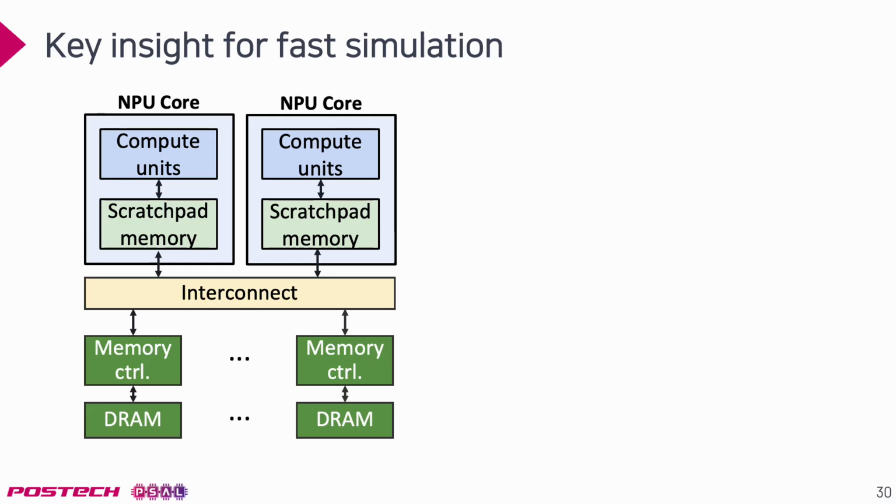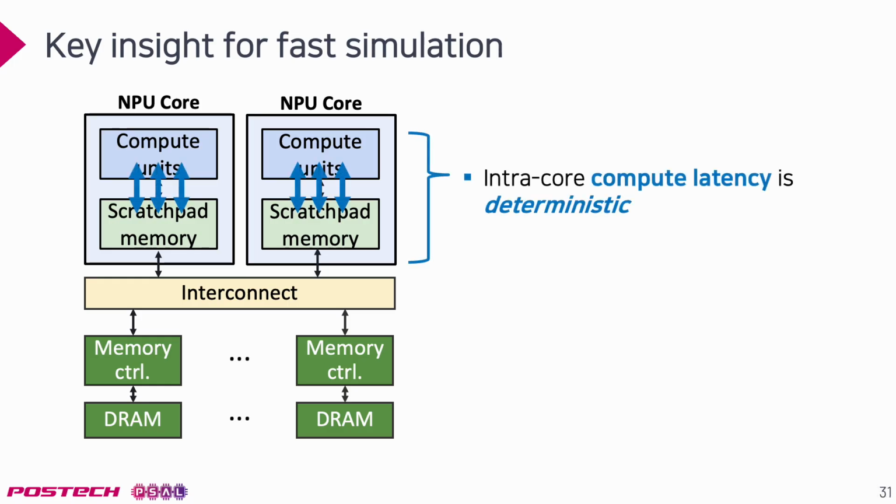The key insight here is that MPU cores tend to perform operations using data in the scratchpad memory, and the data movement between the scratchpad memory and the DRAM is managed explicitly by the software using DMA operations. So once the data are available in the scratchpad memory, the compute latency inside the core has no interference from other cores' operation, so the latency of the computation can be obtained deterministically.